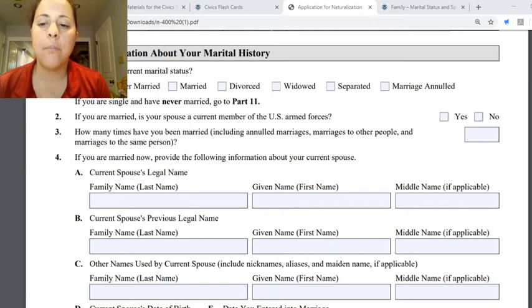Current spouse, previous legal name, letter B. If your current spouse has one name and no previous name from before, remember previous means before, leave it blank. Do not fill it out. Letter C, other names used by current spouse. If your spouse only has one name, you do not need to fill this out. Leave it blank.